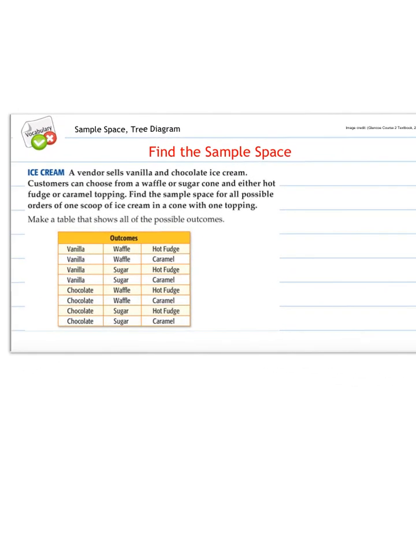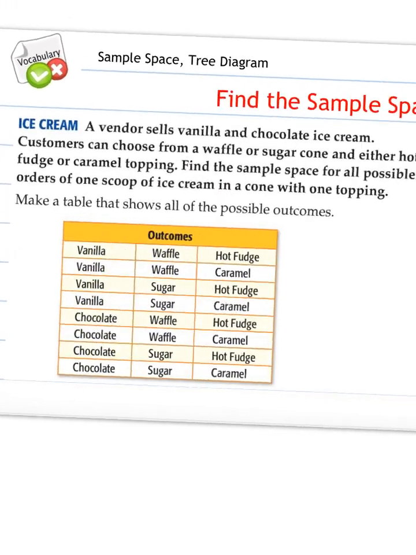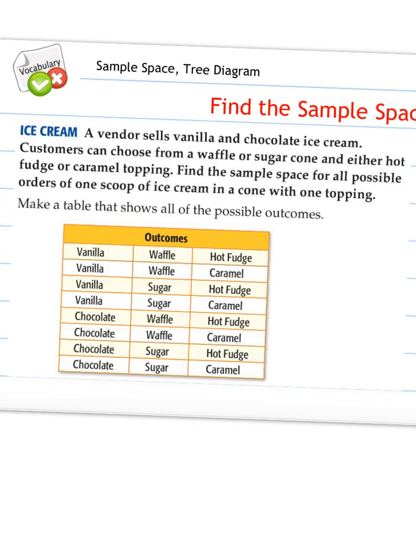Okay, so a vendor sells vanilla and chocolate ice cream. Customers can choose from a waffle or sugar cone and either hot fudge or caramel topping. Find the sample space for all the possible orders of 1 scoop of ice cream in a cone with 1 topping. Okay, so we made this table that shows all of the possible outcomes.